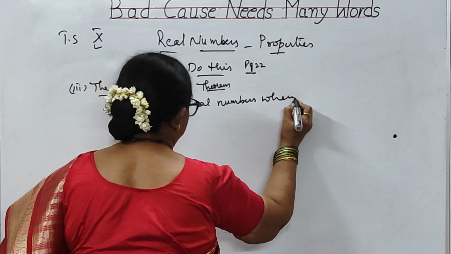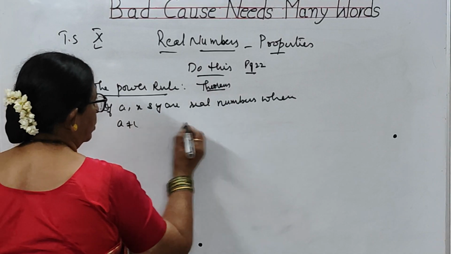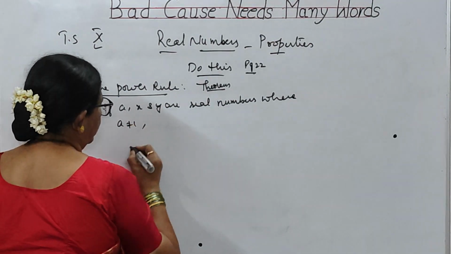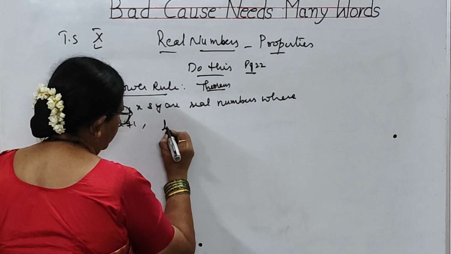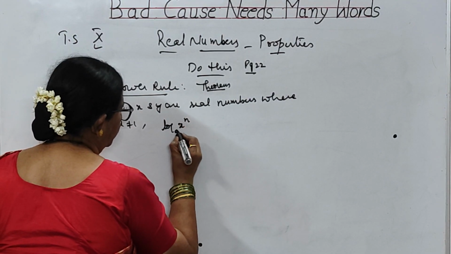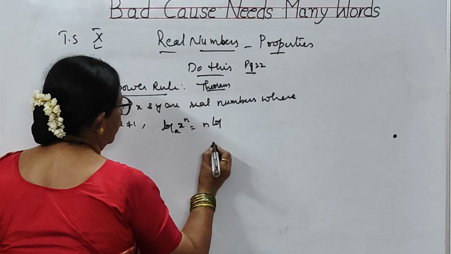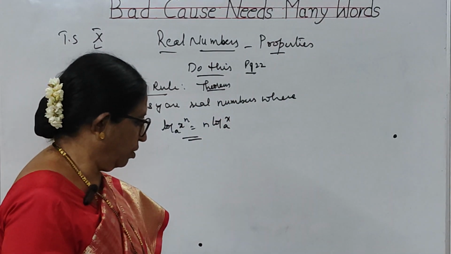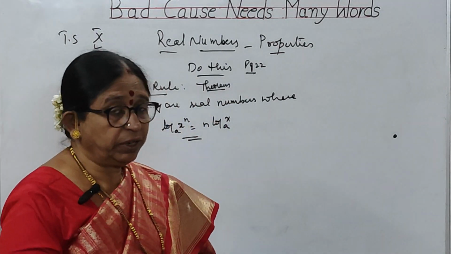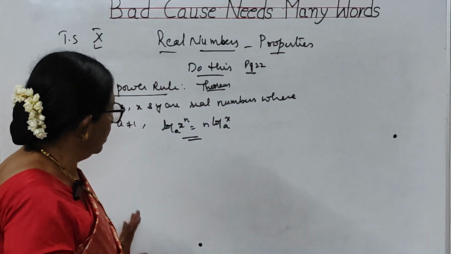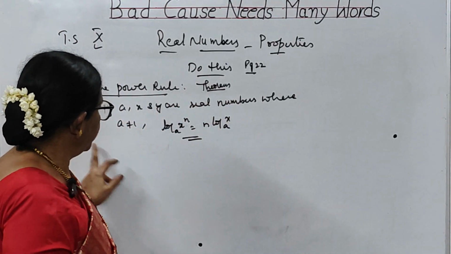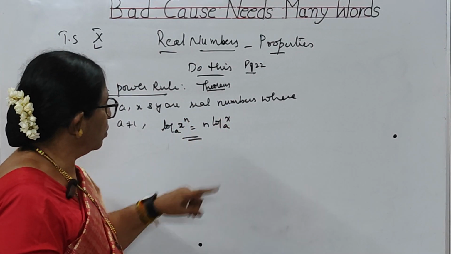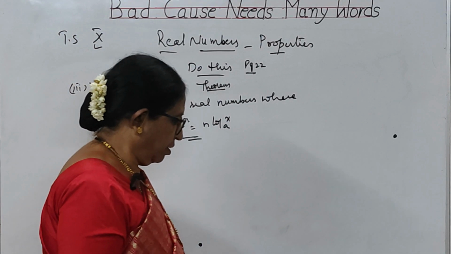where a is not equal to 1, then you have got the property log x to the power of n to the base a is equal to n log x to the base a. This property rule is not to be proved for you children for this 10th class syllabus. So you only just learn this property. Log x to the power of n to the base a is equal to n log x to the base a. This is the one.